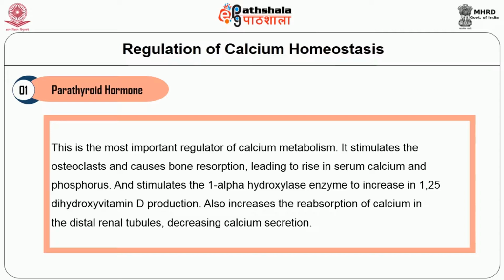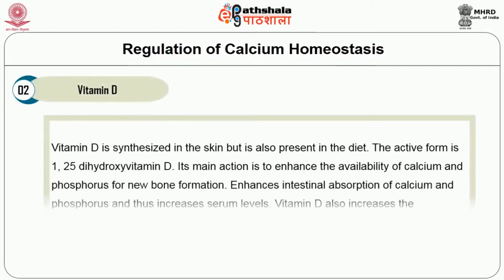It is also the one that stimulates the 1-alpha hydroxylase enzyme to increase 1,25-dihydroxyvitamin D production. It also increases the resorption of calcium in your distal renal tubules, thereby decreasing calcium secretion.